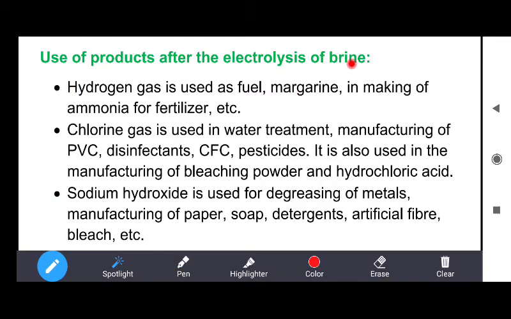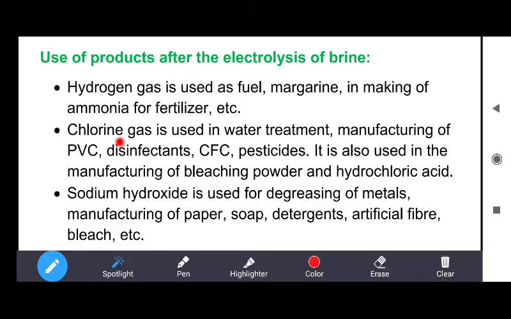Brine means NaCl. So firstly, hydrogen gas is obtained as byproduct and it is used as a fuel, margarine in making ammonia for fertilizers, etc. So hydrogen gas is used as a fuel, margarine in making of ammonia for fertilizers.